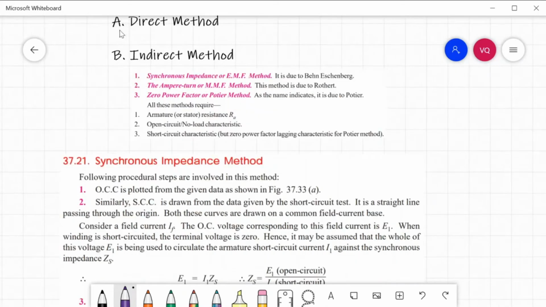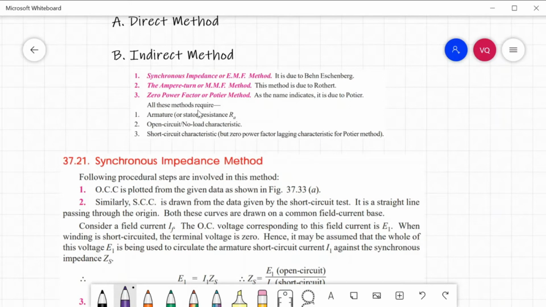We have the synchronous impedance or EMF method. It is due to Ben Eschenberg. Number 2 is the ampere turn or MMF method. This is due to Rutherford, or the Rutherford method. 3 is the zero power factor or Pottier method. So as the name indicates, it is due to Pottier.